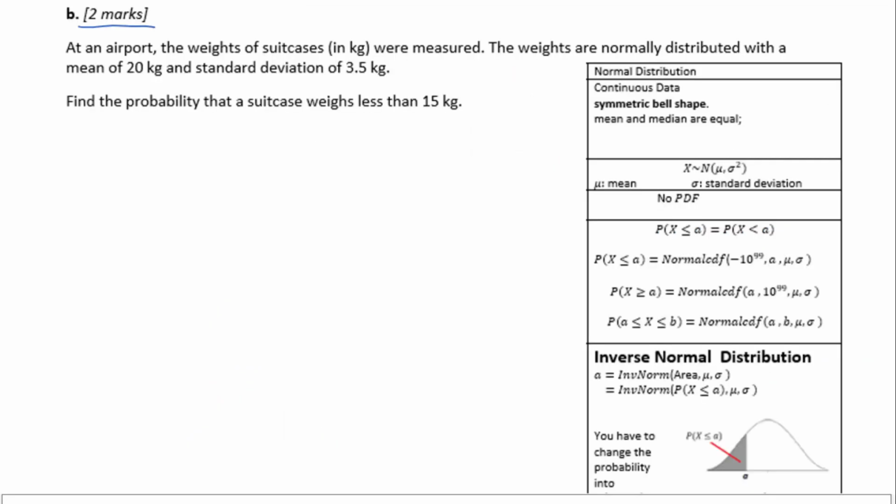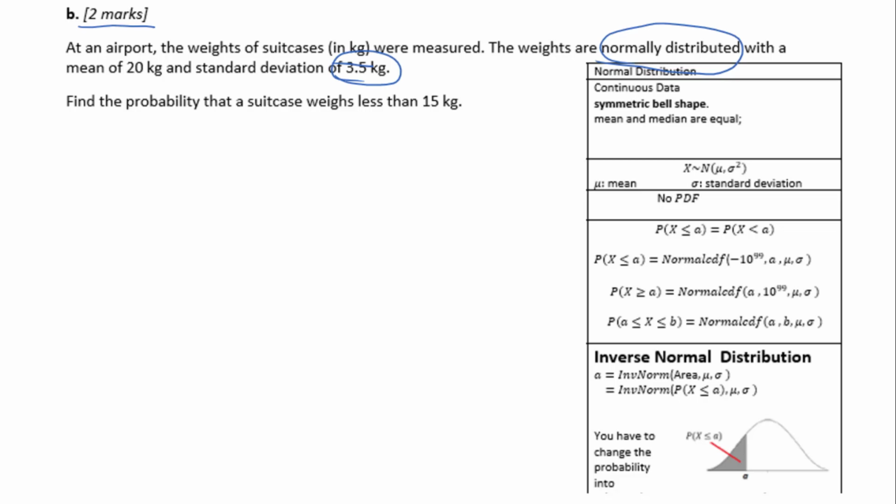Let's go to B. At an airport, the weight of suitcases in kilograms were measured. The weights are normally distributed with a mean of 20 kilograms and a standard deviation 3.5 kilogram, which means mu equals 20, sigma equals 3.5. Find the probability that a suitcase weighs less than 15 kilograms. 2 marks for this question. 1 mark for method, the other for the accuracy of your answer. Interpreting the question is counted as a method mark.